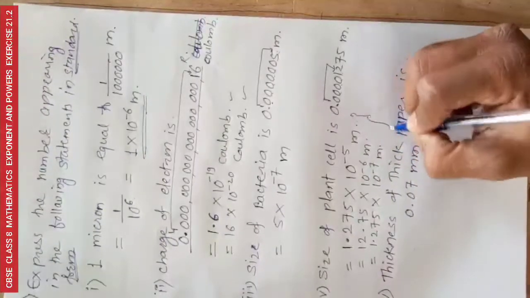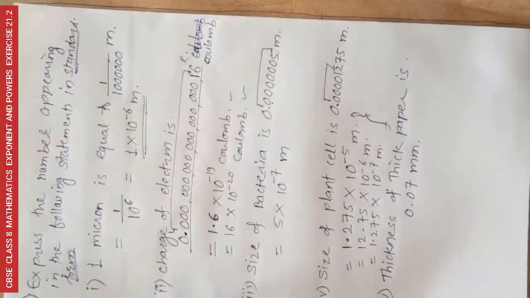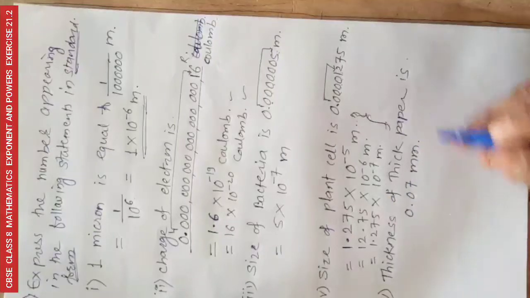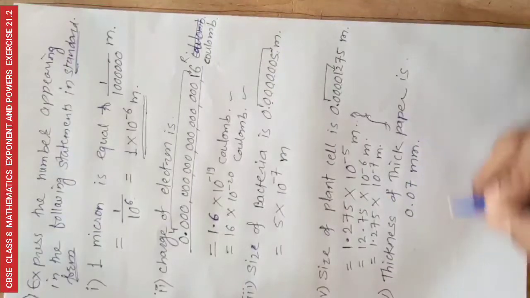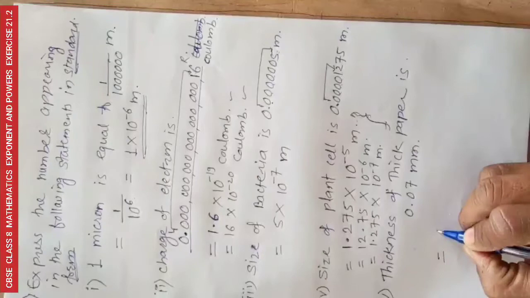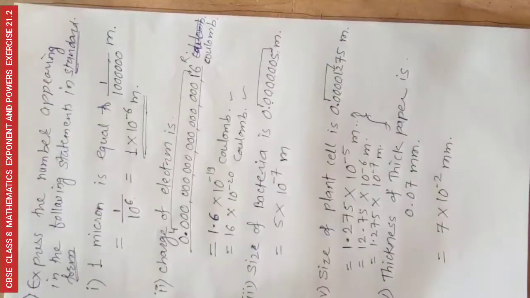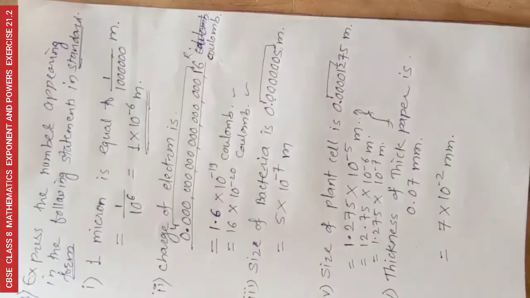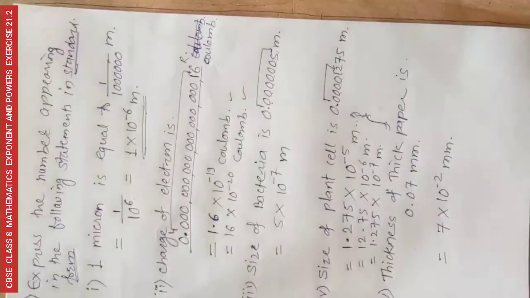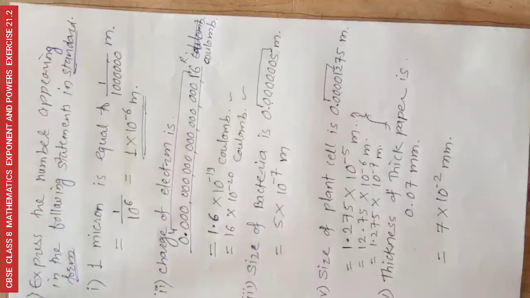All are answers. In the last, thickness of a thick paper is 0.07 mm. So simply write 7 into 10 raised to the power minus 2 mm. So all of these are the answers of question number 3.